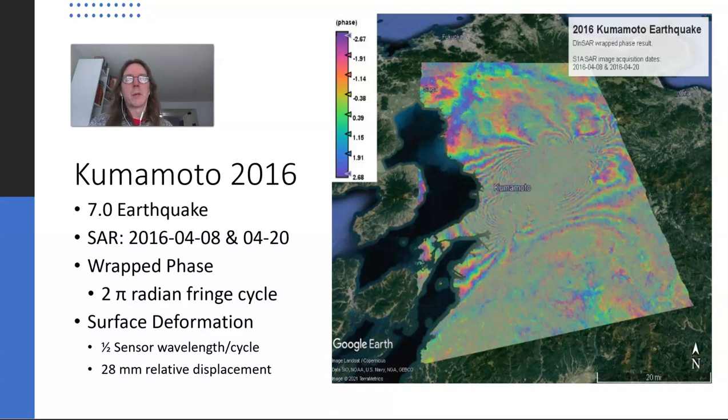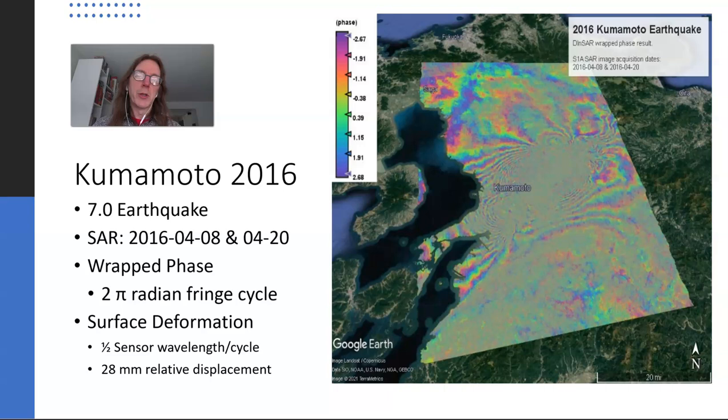The 2016 Kumamoto earthquake in Japan has often been used as an interferometry example by the SAR community, as it shows, when processed like this, clear and easily intuited deformation results emanating from the epicenter. DINSAR processing using two images, one before and one after, results in distinct patterns of interferometric bands or fringes representing the 2 pi radian value cycles of the wrapped phase.